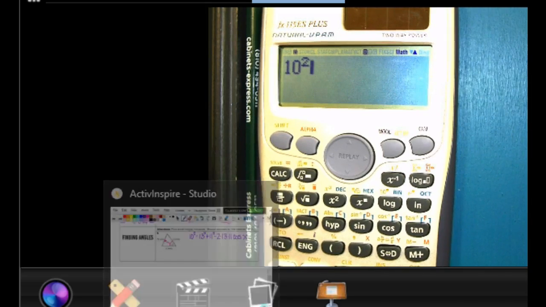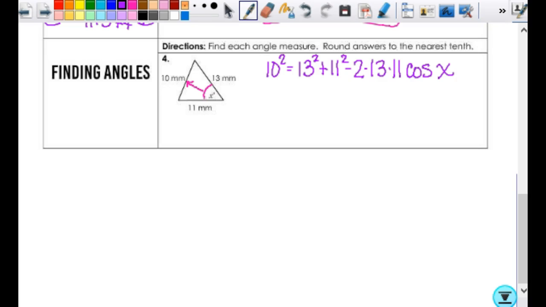I would take that 10, and I'm going to square it. Now my goal is to get x by itself, right? So looking at your equation, what's the first thing we can move? Well, I'm trying to get this by itself, right? I'm trying to isolate this. So I want to subtract both of these, right?